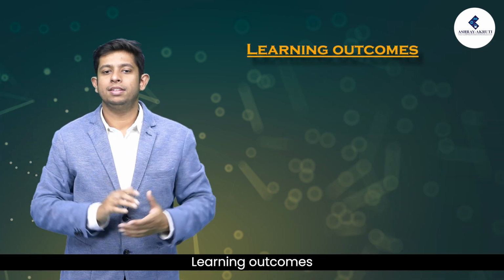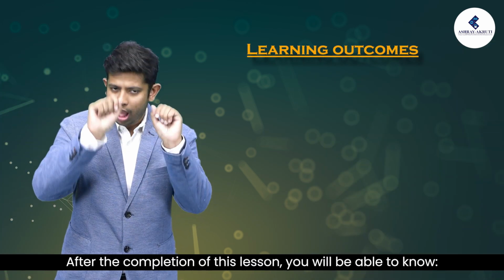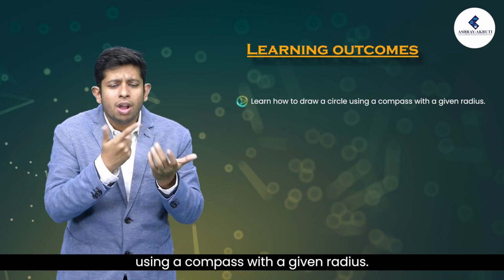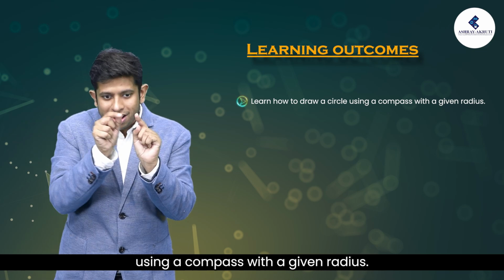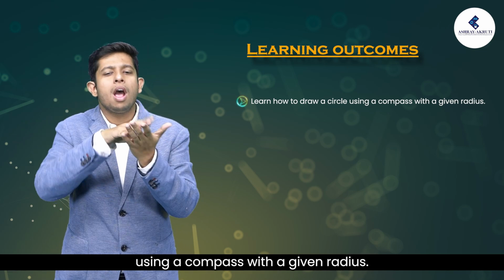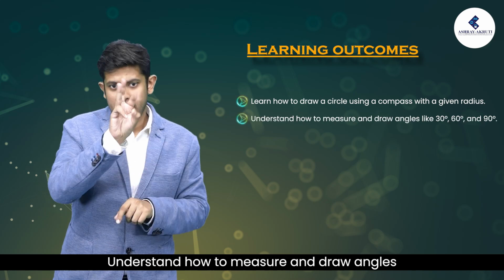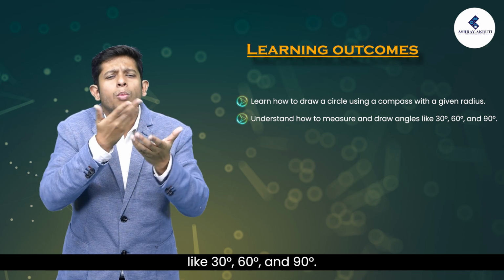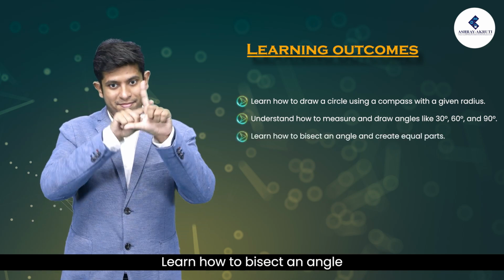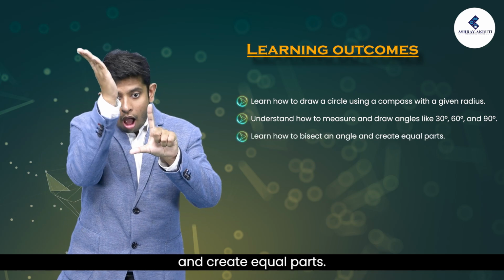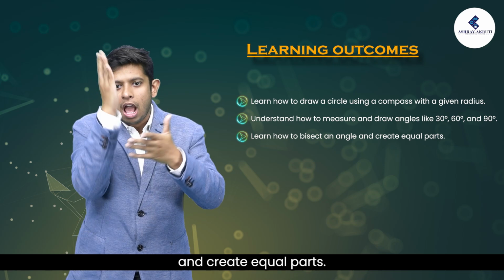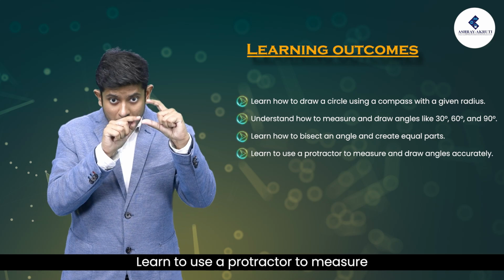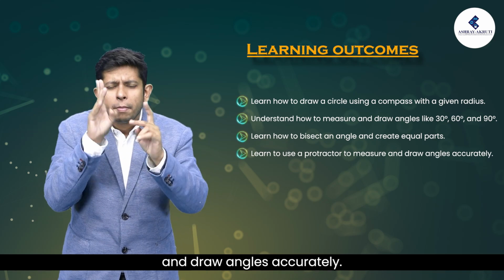Learning outcomes. After the completion of this lesson, you will be able to learn how to draw a circle using a compass with a given radius. Understand how to measure and draw angles like 30 degrees, 60 degrees, and 90 degrees. Learn how to bisect an angle and create equal parts. Learn to use a protractor to measure and draw angles accurately.